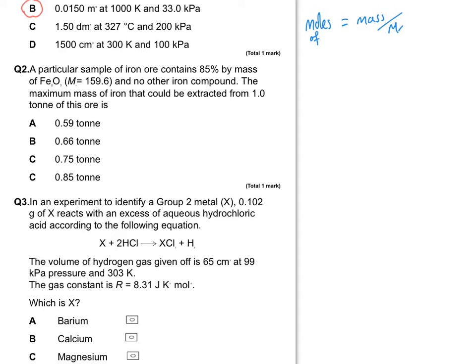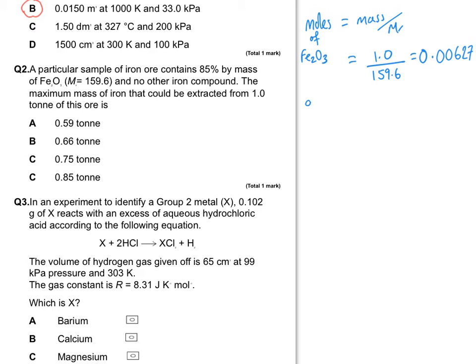So this is the moles of iron ore. And we're starting with 1 tonne, and it gives us the Mr in the question, so we don't have to calculate it. And it's 0.00627. Probably better written in standard form, but it's all right like that. Right, the question tells us that only 85% of the ore is actually iron oxide, so I'm going to work out what 85% of 0.00627 moles is.